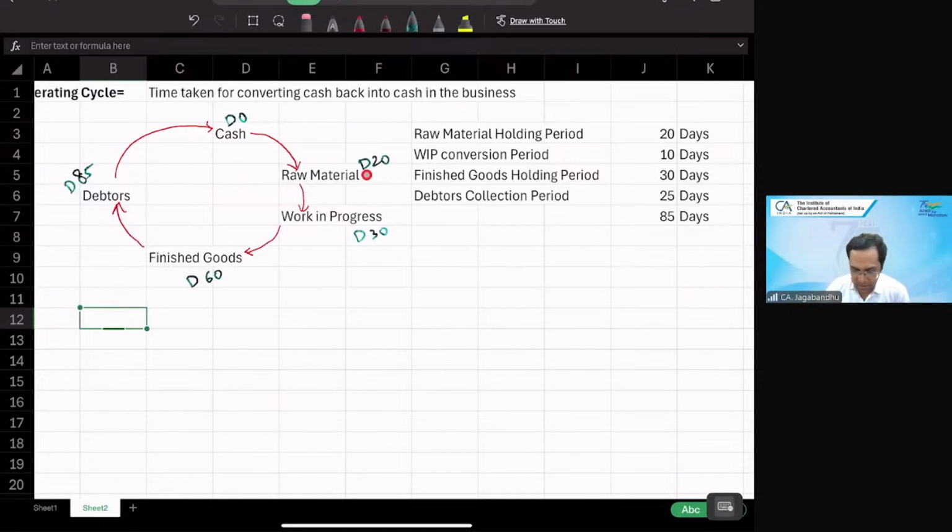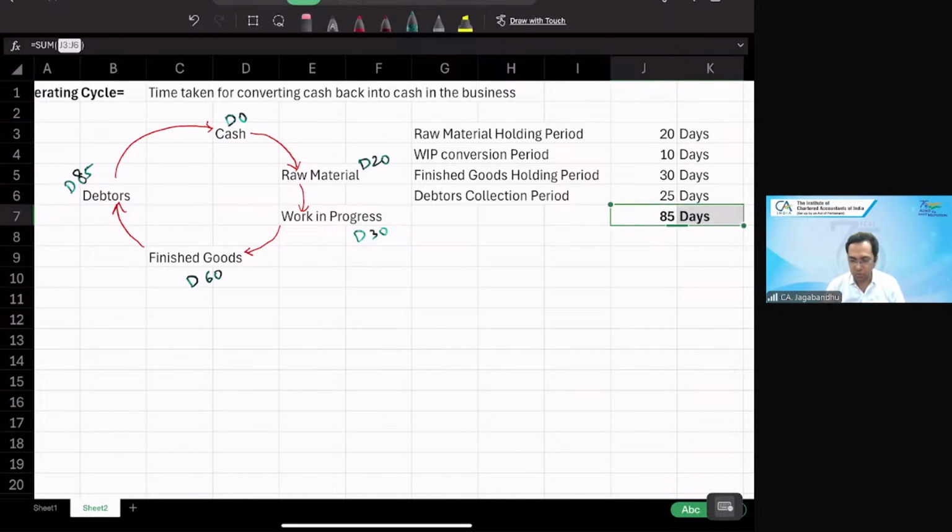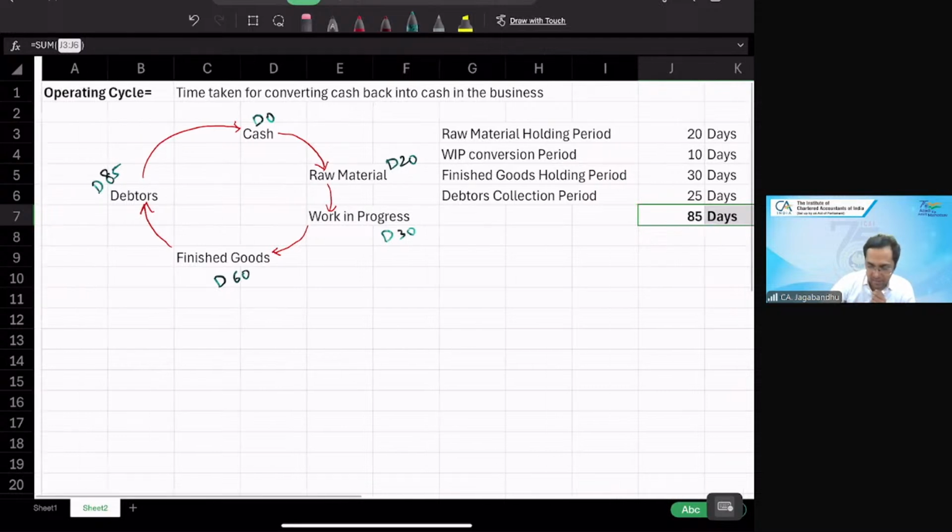So for 20 days, it was in the raw material. For another 10 days, it was in the WIP. For another 30 days, it was as finished goods. And then finally on the 85th day, you're getting the money collected from the debtors, right? So this particular time period is what we mean by the operating cycle, right? You put your money in on day 0 and you receive back the money that you invested on day 85, right? This is your operating cycle.